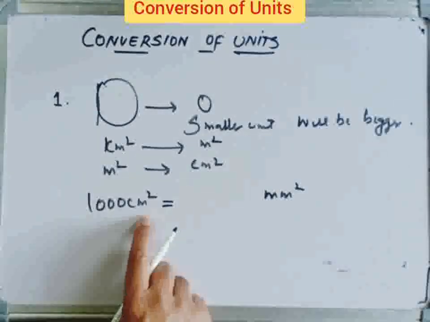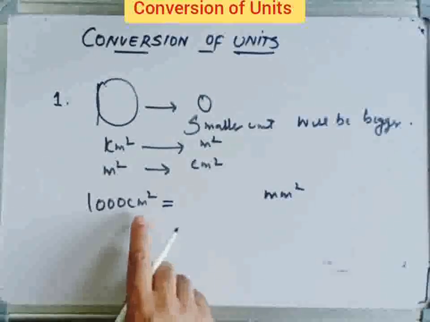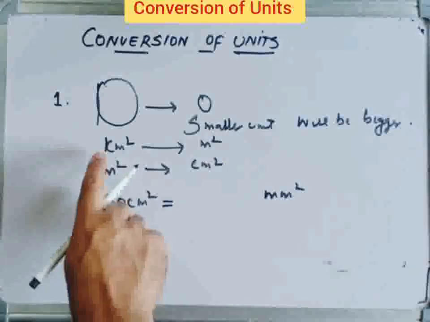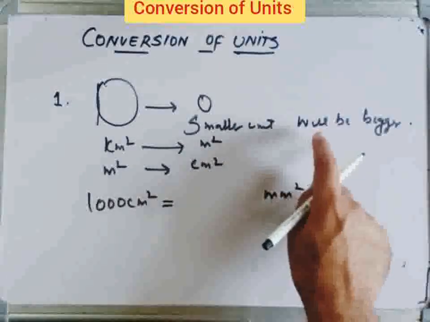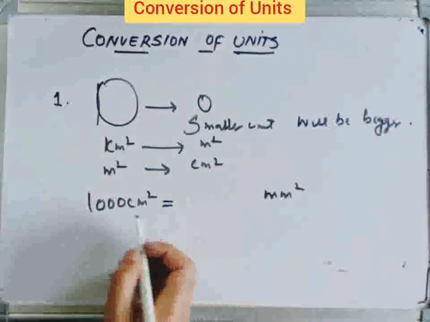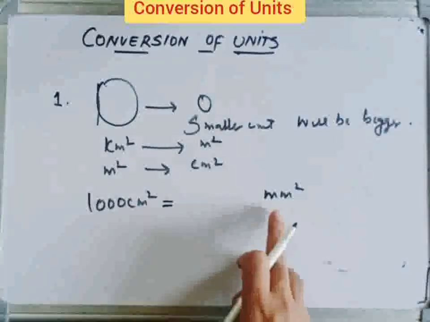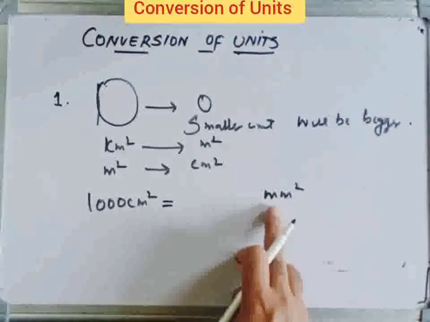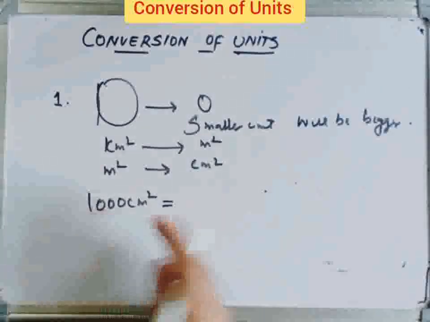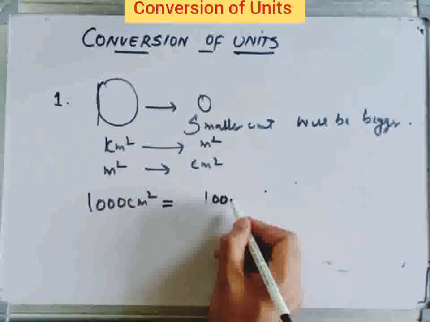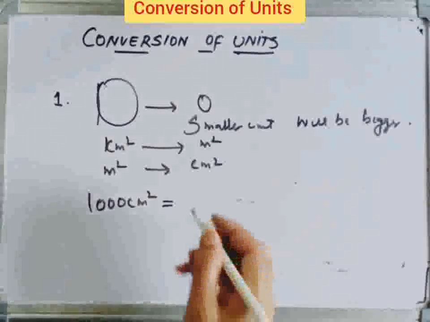1000 centimeter squares, we are going to convert into millimeter squares. Here we are converting bigger units into smaller units, so in this case the resulting number of units will be bigger. So 1000 centimeter squares we have to convert into millimeter squares. 1000 centimeter squares actually means 1000 centimeter square is equal to 1000.